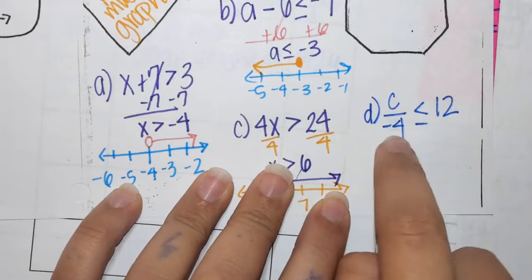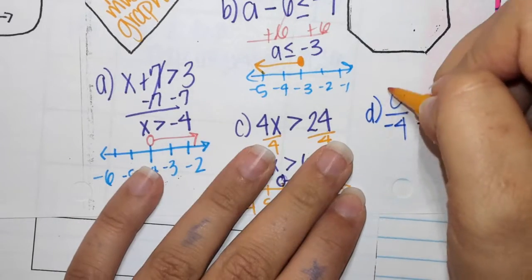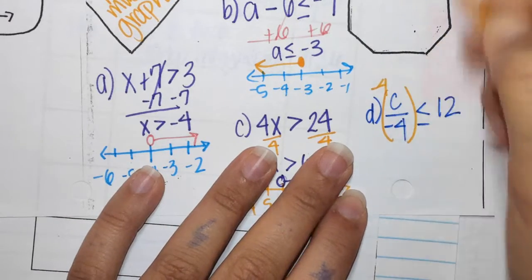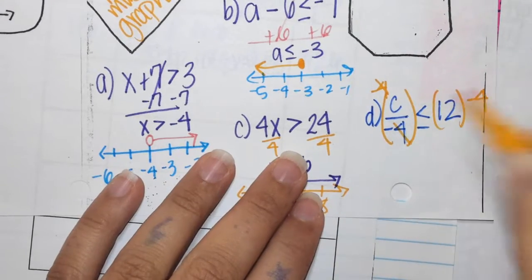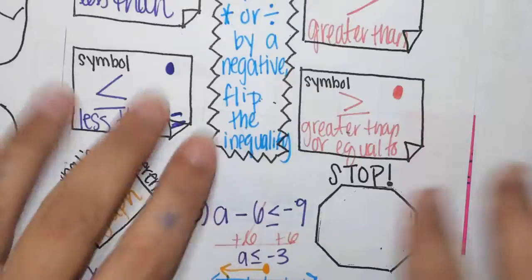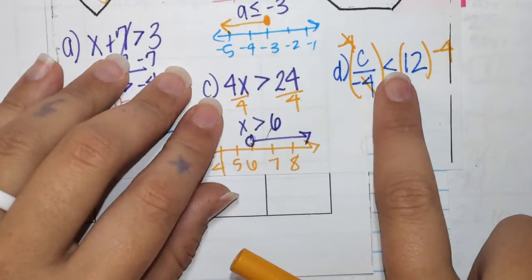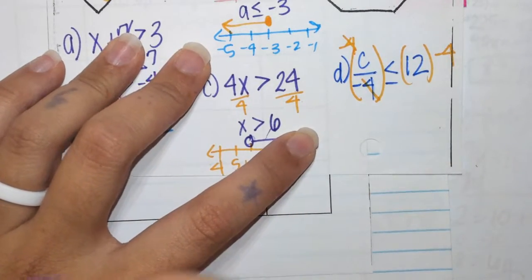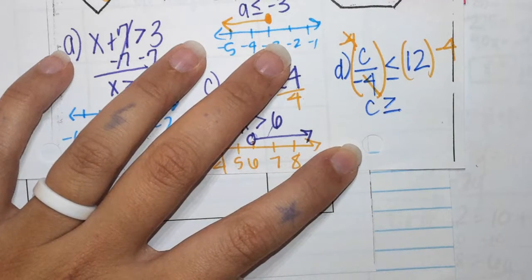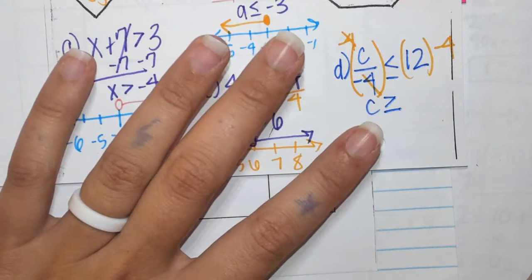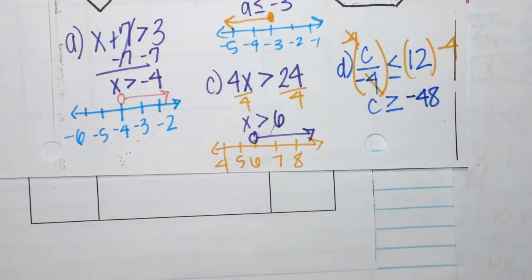So how would I get rid of this denominator right here? Multiply by negative 4. Now, did I multiply or divide this inequality by a negative? Yes. So what did we write at the top? We said when you multiply or divide by a negative, flip the inequality. So it's going to go from less than or equal to what? Greater than or equal to. So C is greater than or equal to, what's 12 times negative 4? Negative 48.